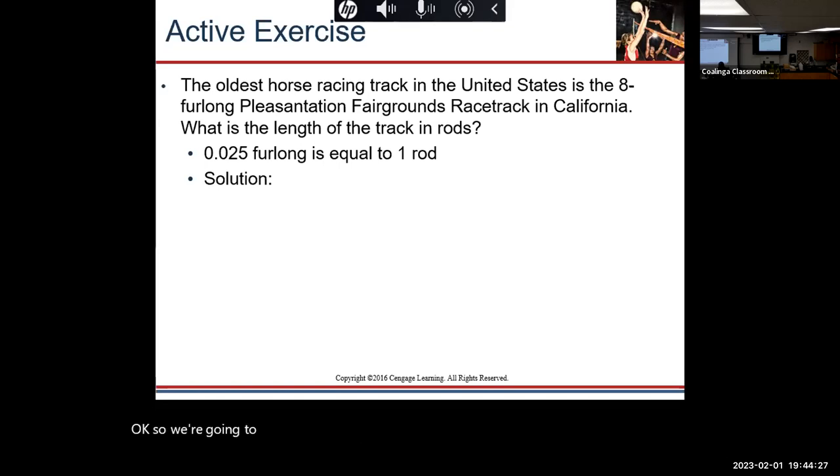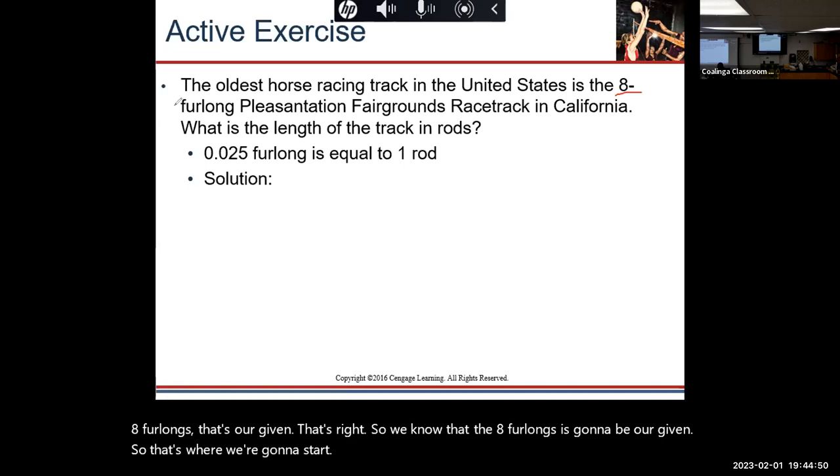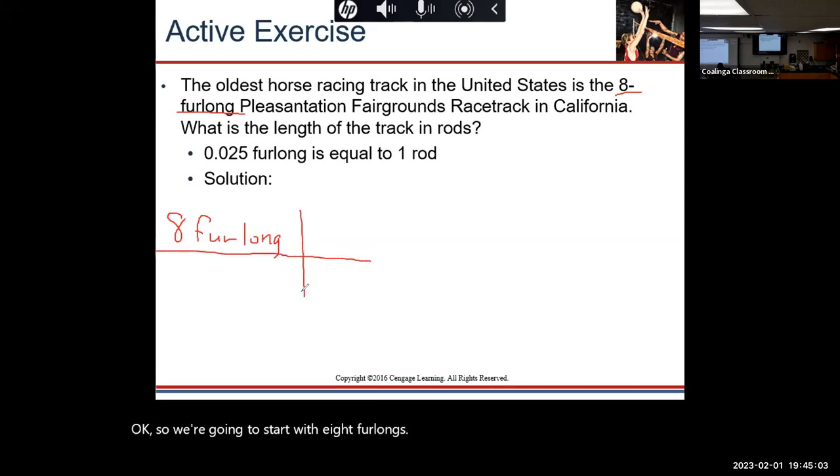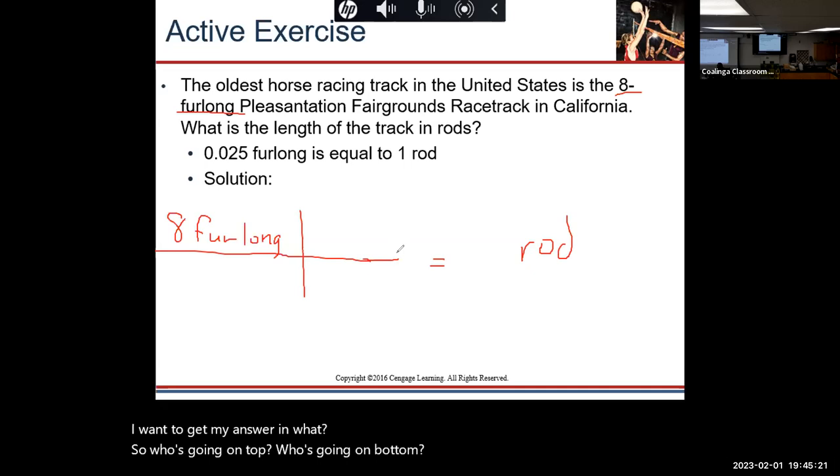So, where are we going to start? Any volunteers? What's my given? That there's 8 rods or 8 furlongs? 8 furlongs. That's our given. That's right. So we know that the 8 furlongs is going to be our given. So that's where we're going to start. Okay, so I want to get my answer in what? So who's going on top? Who's going on bottom? Okay, so my conversion says I have 1 rod on top. And then how many furlongs on the bottom?